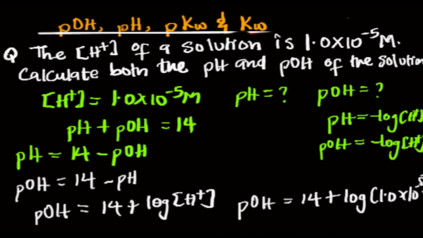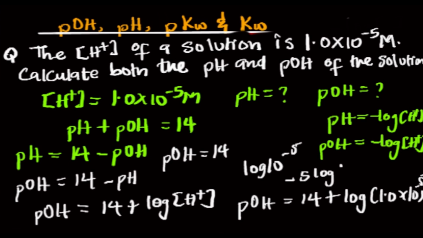Now from there, look at this. Without using a calculator, you can first eliminate this log. You are going to have pOH equal to 14 plus log of 1.0 times 10, which is still 10 raised to the power minus 5. If you bring down this minus 5, you're going to have minus 5 log 10 base 10, and log 10 base 10 is actually 1. So the answer here is minus 5, and in that scenario pOH is going to be equal to 14 minus 5. 14 minus 5 is going to give you 9.